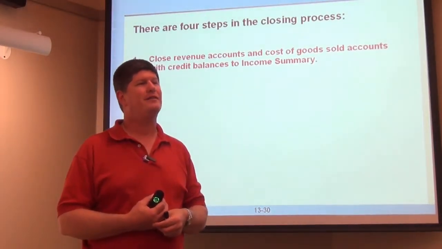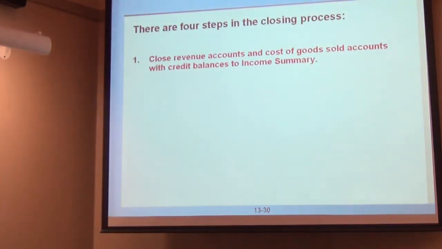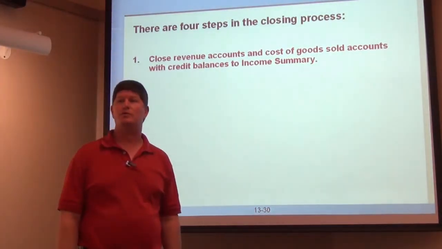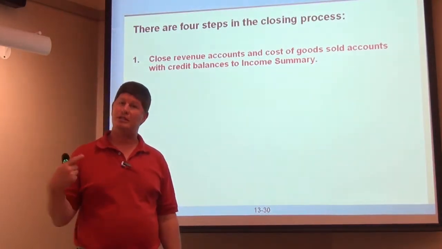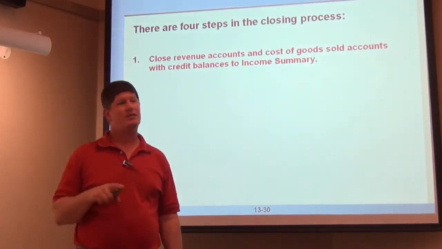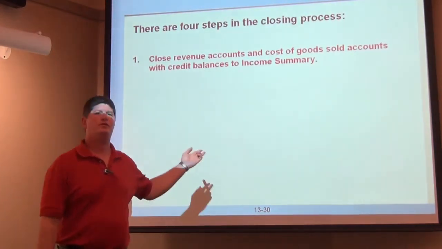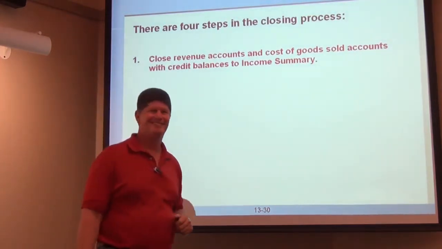Inventory is an asset. Your purchases, your freight in, your returns and allowances, those are in your income statement, and those are temporary accounts that get closed. But beginning and ending inventory, your inventory account's in the balance sheet, and it's a permanent account. So all of a sudden, we've got to make an adjustment in a permanent account as part of closing. But it's the only one. Okay?